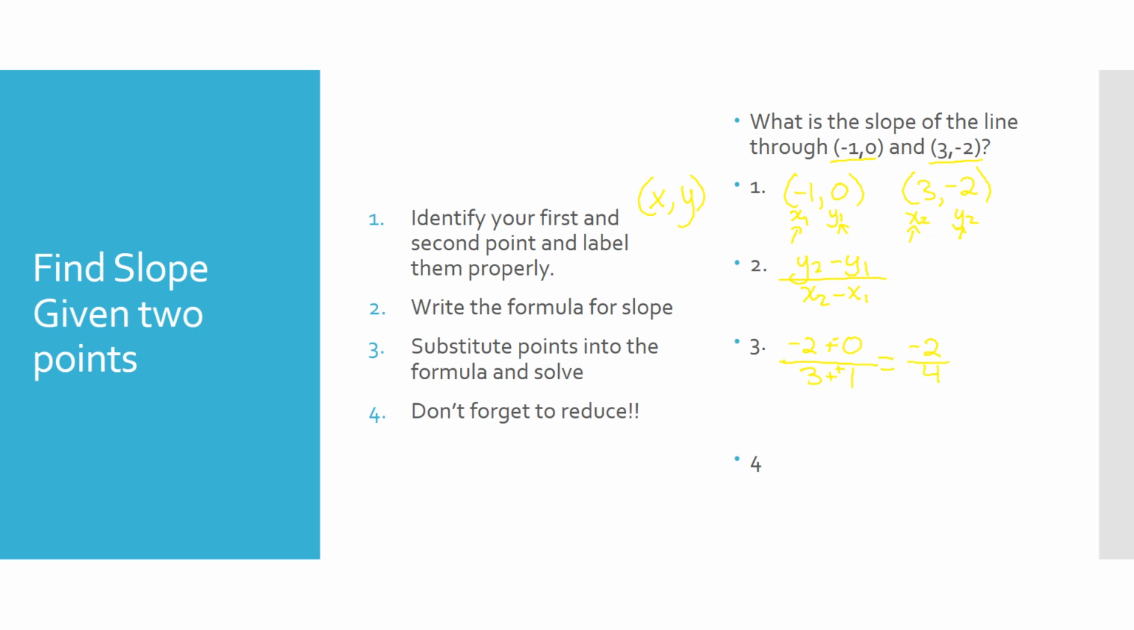So now our last step is to reduce -2 over 4. They can both be divided by 2, and that gives us -1 over 2. Do not forget your negative slope. So the slope of the line through points -1, 0, and 3, -2 is -1/2.